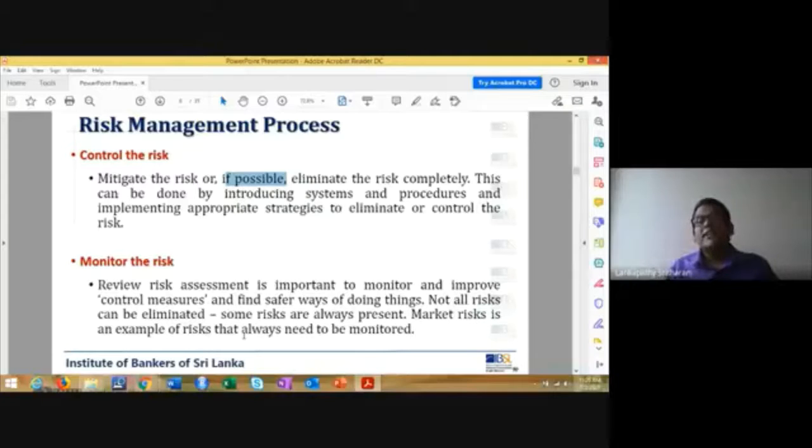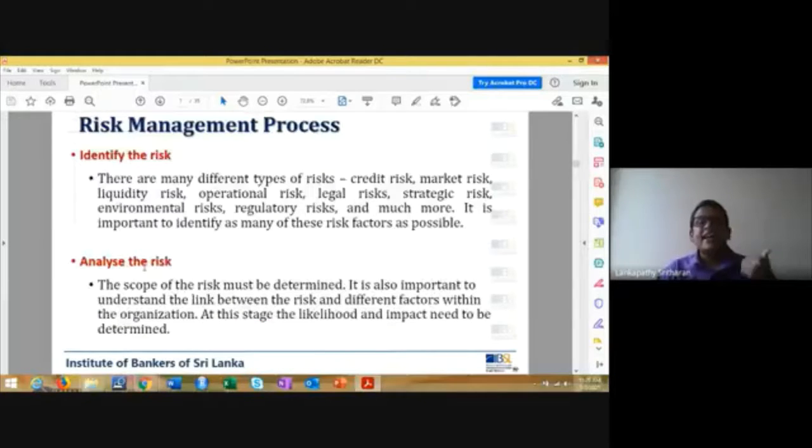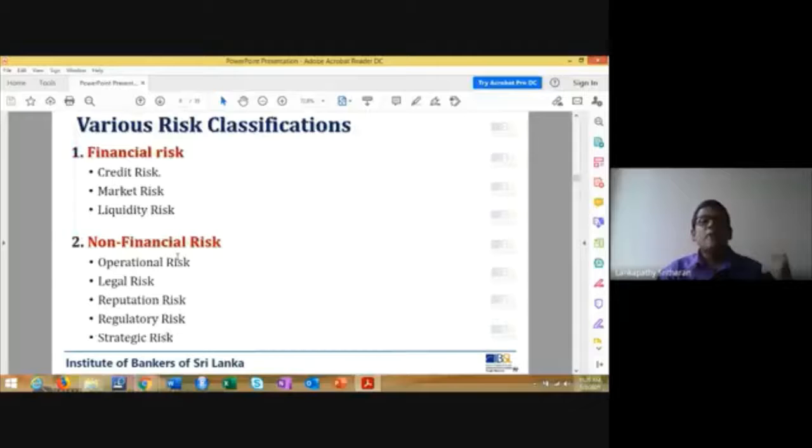One of the other market risks is price risk, stock price risk, price changes. So you have to always monitor, otherwise within a very short period, prices may fluctuate. So you have to continuously monitor it. So these are the risk management process. We can say: identify the risk, analyze the risk, control the risk, and monitor the risk. So this is all about risk management.